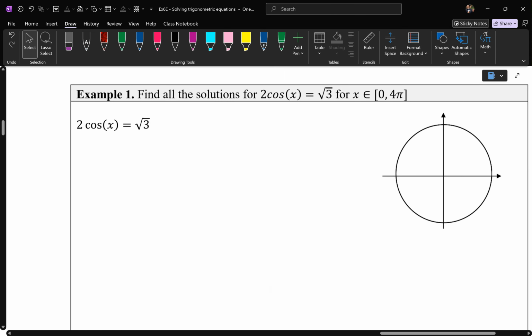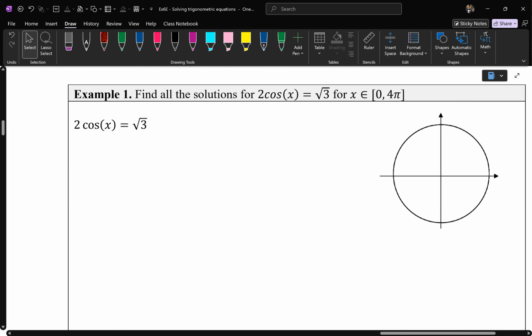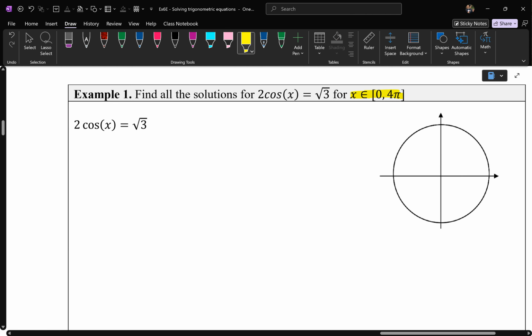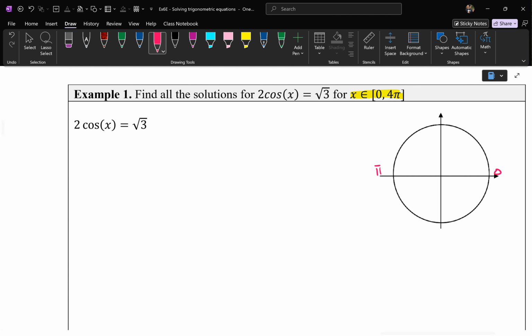Okay. Find all solutions for 2 cos of x is equal to root 3. The domain is 0 to 4 pi. So I'm just looking at the unit circle. Remember, this is 0, this is pi on 2, and this is 3 pi on 2. All right, here we go.